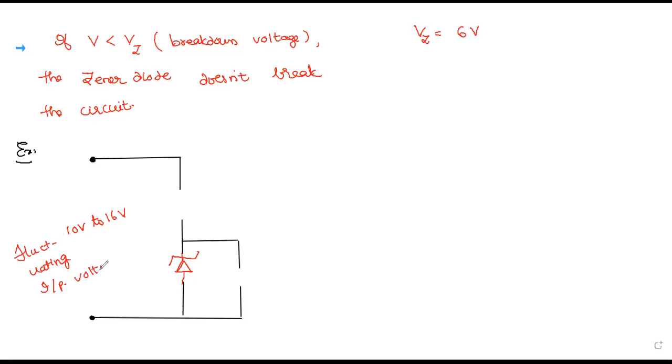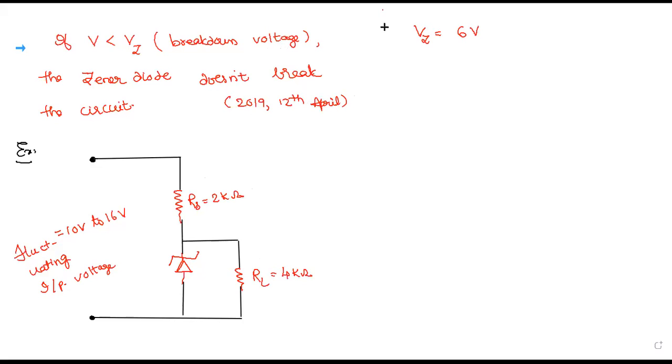Input voltage. That equals 10 to 16 volts, fluctuations you can see. Then here the series resistance is given as RS equals 2 kilo ohms, and the load resistance he gave here as 4 kilo ohms. Question given in 2019, 12th April.